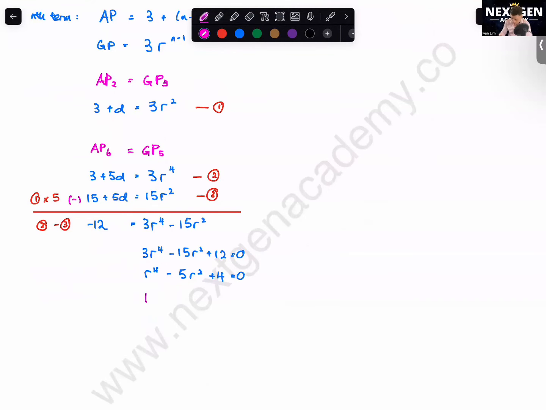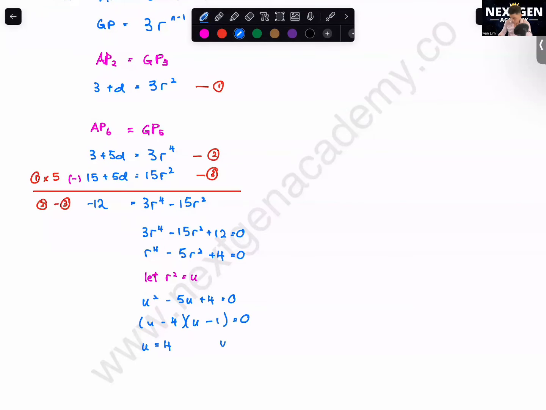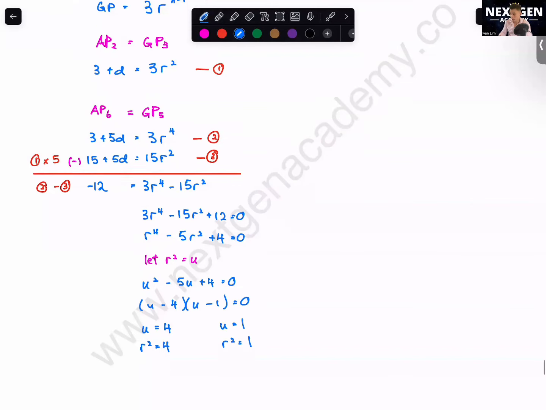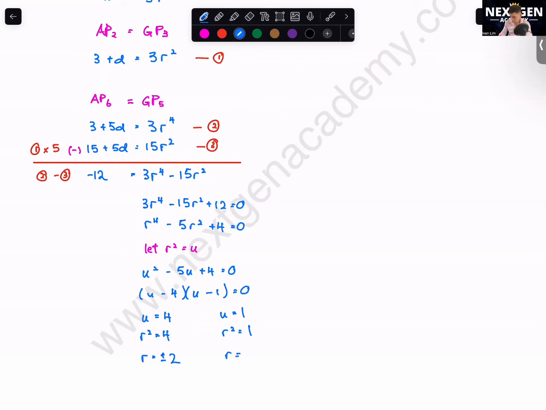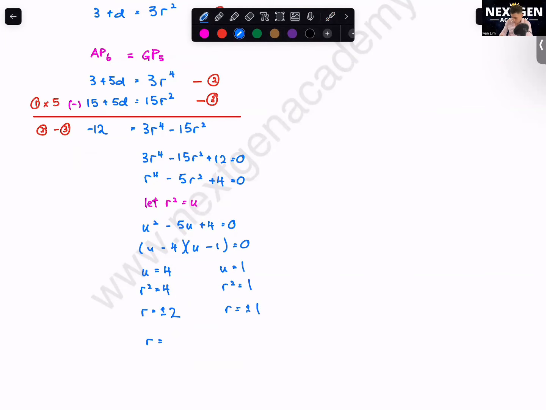We need to let r squared equal u. So this will be u squared minus 5u plus 4 equals 0. (u minus 4)(u minus 1) equals 0. So u is equal to 4, u is equal to positive 1. Change back the u to r squared. r squared equals 4, r squared equals 1. r will be plus minus 2, r is plus minus 1. So you have a total of 4 answers for your r. But what did they say? Common ratio of the GP is greater than 1. That means it cannot be positive 1, cannot be negative 1, cannot be negative 2. The only answer they want in this question is r equals positive 2.